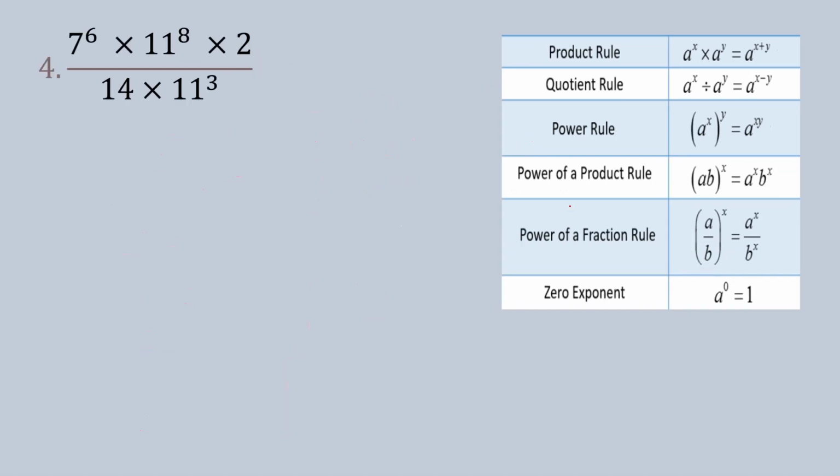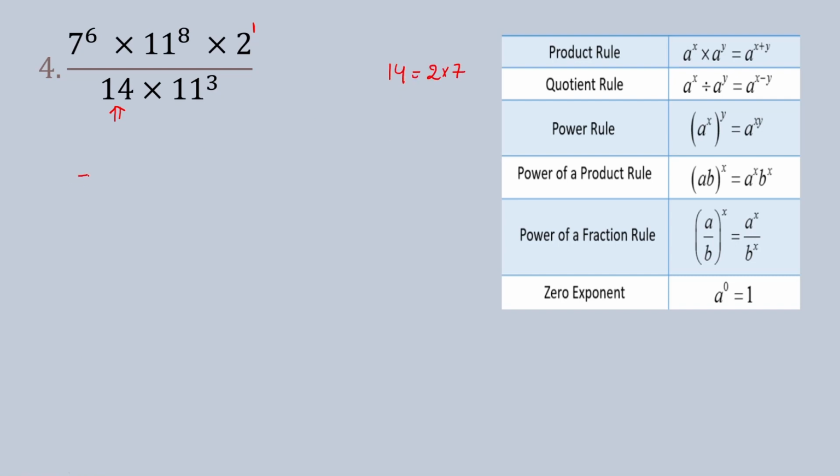Moving to question number 4. Here we have 7 raised to the power 6 into 11 raised to the power 8 into 2, as there is no exponent. Now we have 14, and 14 is not in prime factorization form. So first what we will do, we will write it in prime factorization form. So 14 can be written as 2 into 7.